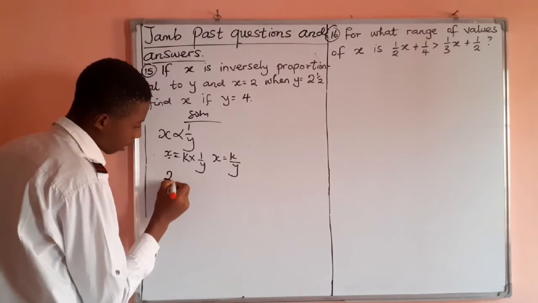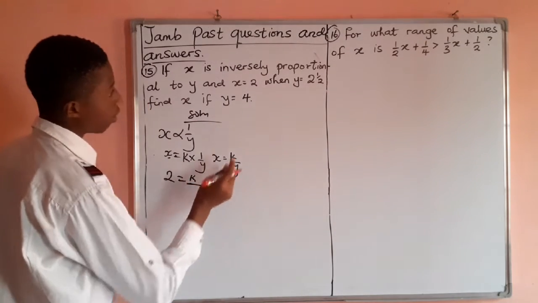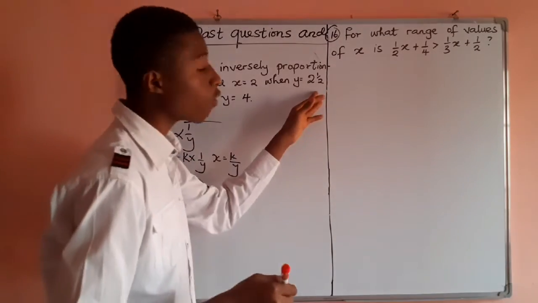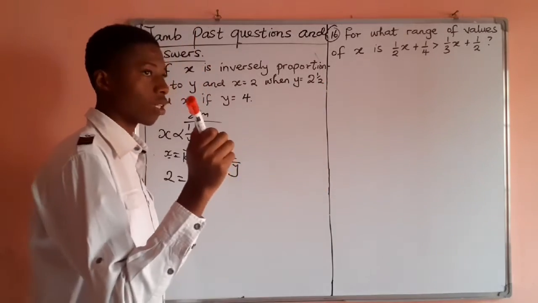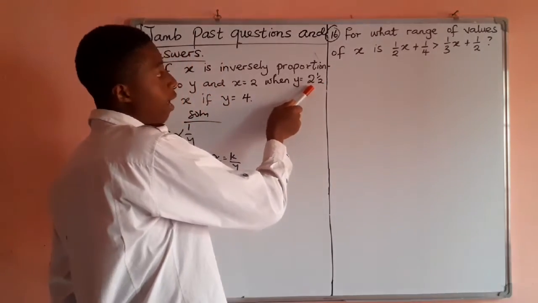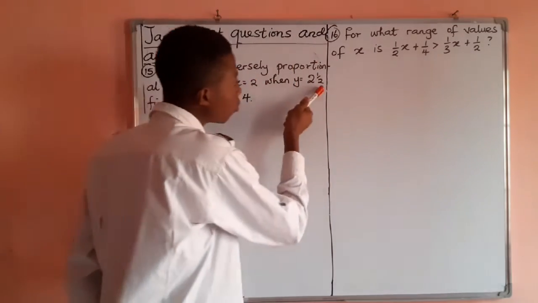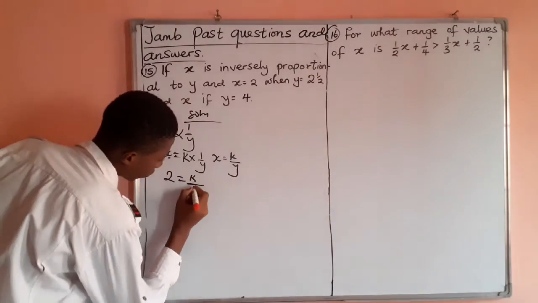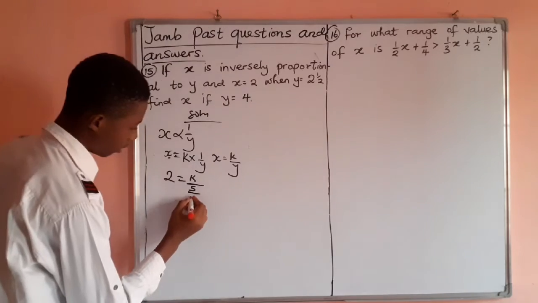X will be equals to 2, right? Is equals to, our k is not given, so you still write your k, all over y, which is given as 2 and a half. Before we do anything here, we have to convert this mixed fraction into an improper fraction. To convert a mixed fraction into an improper fraction, you multiply the denominator by the whole number and then add the numerator. 2 times 2 is 4 plus 1 is 5. 5 over, you still write the denominator the way it is.